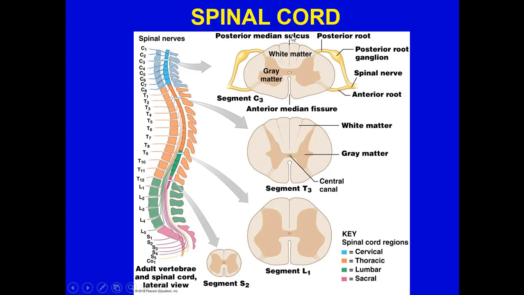Now let's just take a look here at some of the basic structures. Posterior median sulcus, small, shallow groove. Anterior median fissure, very deep separation here. White matter is here, gray matter is here, and by the way, we'll get into this in a minute. This is called the central canal, where some cerebrospinal fluid goes. Now, when you have a nerve come up here, it's going to have the anterior root, which is going to have motor neuron activity sent out. So that's the efferent pathways.